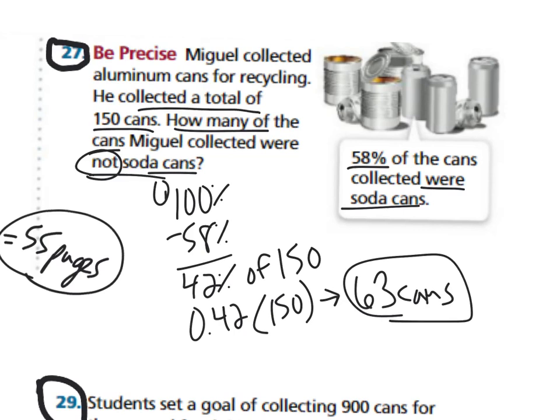A way of checking your answer, what you could do from that point is figure out what 58% of 150 is, and then those numbers should add up to get 150. If you did that, you should get 87. And so that's the other way of doing it. You could figure out what's 58% of 150, and that would be 87, and then you could take 150 minus 87 to figure out that 63 were not soda cans.